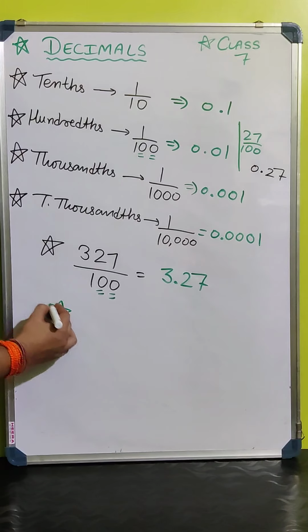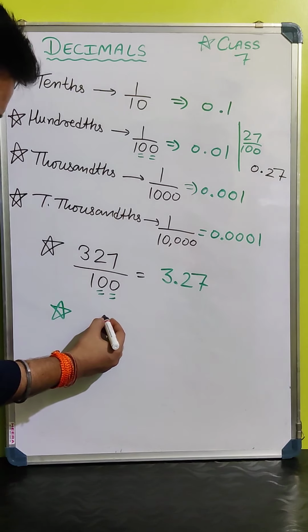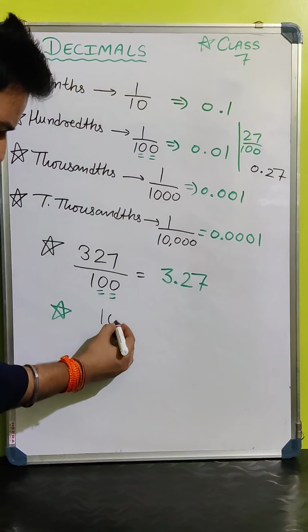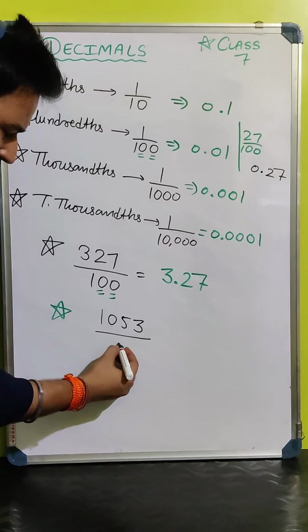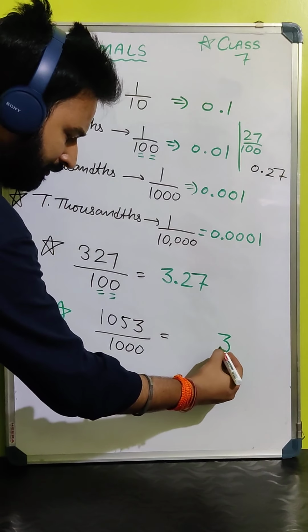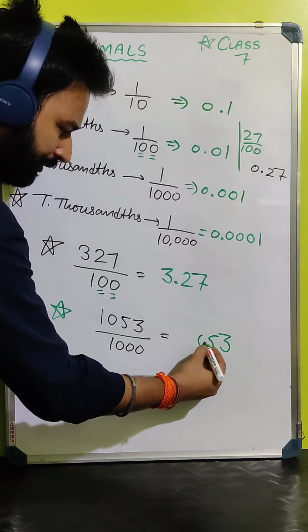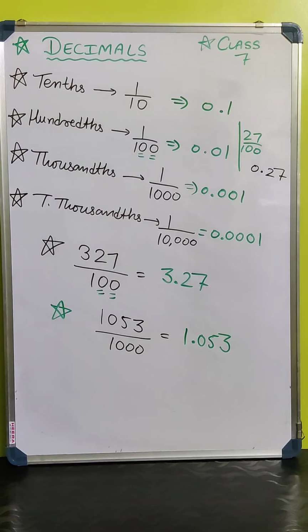Now coming to the next. If you take a number like, you can write anything, 1053 divided by 1000, what will be the answer here? You will take three digits, 1, 2, 3, decimal, 1. So it is 1.053. You will not read it as 1.53.